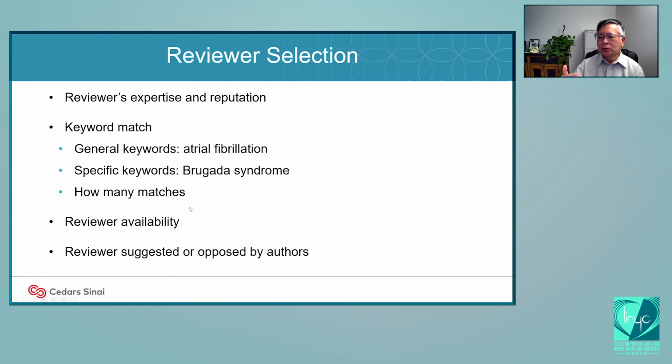Very few reviewers want to review both atrial fibrillation and Brugada syndrome. Those who have expertise on both would enter those keywords for the editor to search. So it's important for you to enter the keywords. That's one way you can potentially influence who will be reviewing a paper.